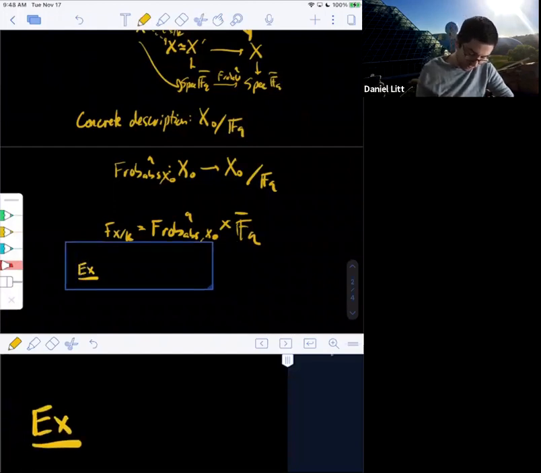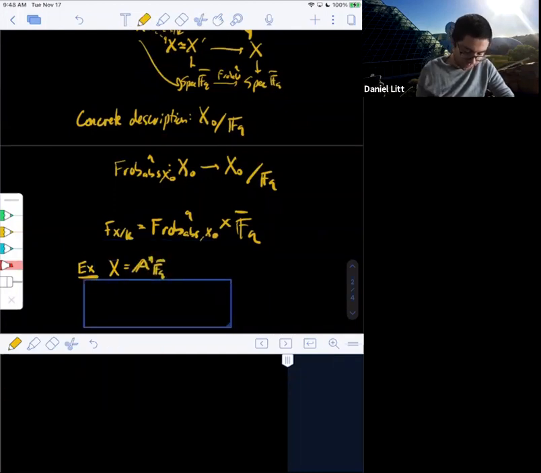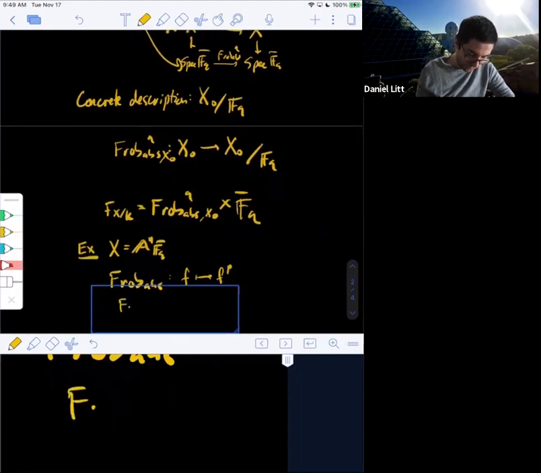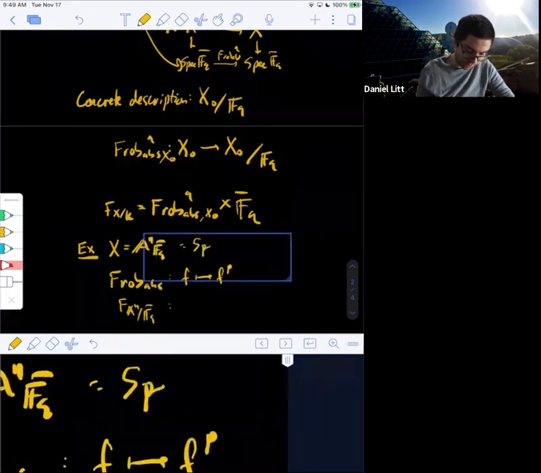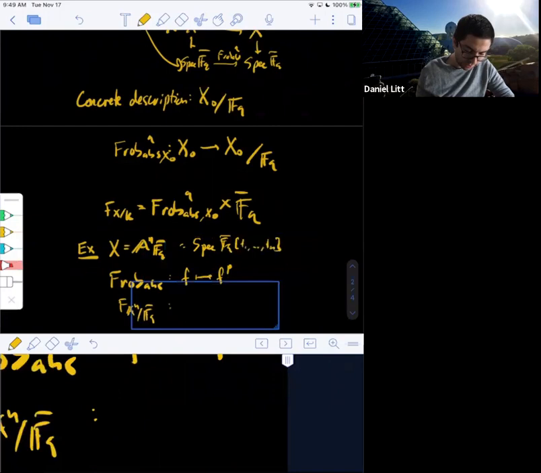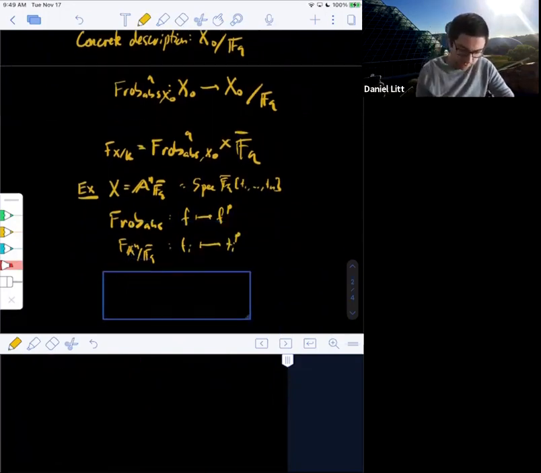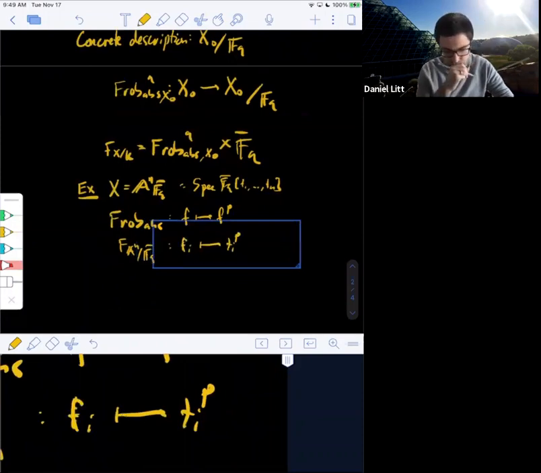So some examples: if you take X to be affine space over F_q bar, then absolute Frobenius is just what it is. You take everything to the pth power. Relative Frobenius, if we write this as Spec F_q bar[t_1 through t_n], sends just the t_i to the t_i^p, and it leaves the constants fixed. Great. Are there any questions about this?